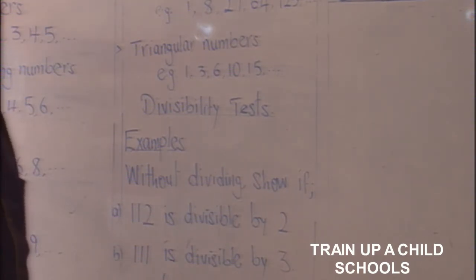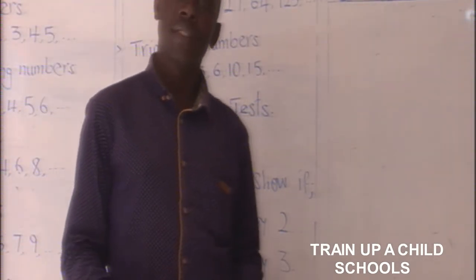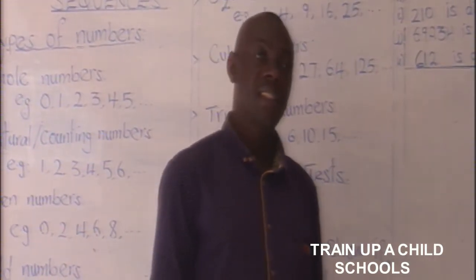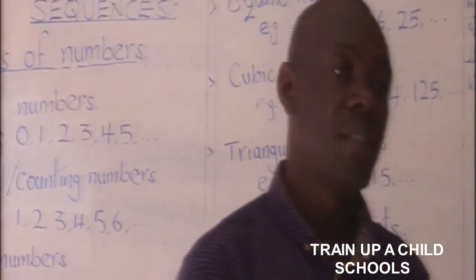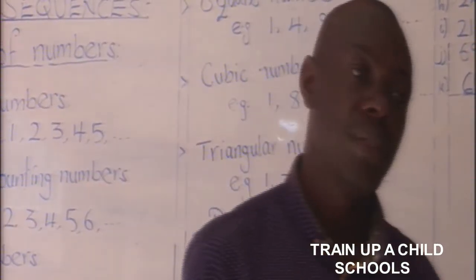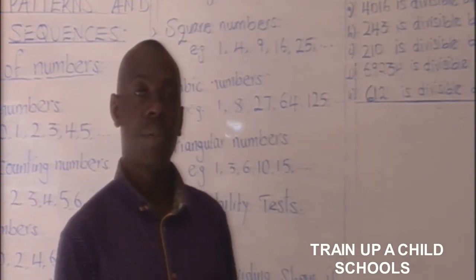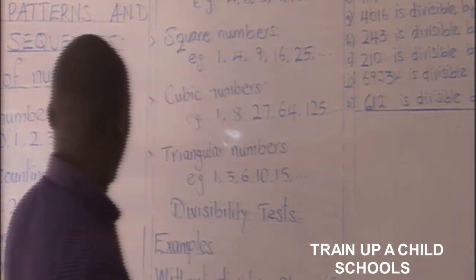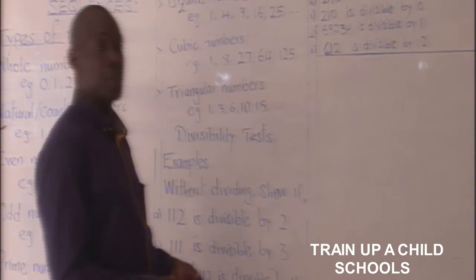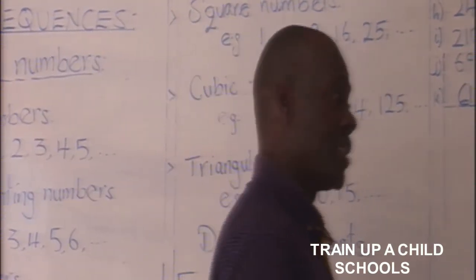You must have an idea of the test of 2. A number is divisible by 2 if the digit under the place value of ones is one of the first 5 even numbers. The first 5 even numbers are 0, 2, 4, 6, and 8. Like part A suggests, without dividing, show if 112 is divisible by 2. You are going to use the idea that a number is divisible by 2 if the digit under the place value of ones is one of the first 5 even numbers, in this way.